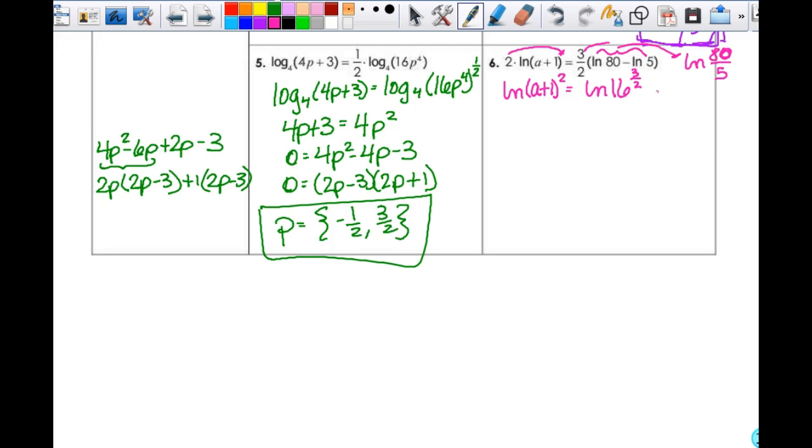When I do that, I'll just go ahead and rewrite this again. A plus 1 squared equals 16 to the 3/2 power. The 1/2 part of that, what's 16 to the 1/2 power? 4. And then that means I have 4 to the 3rd power, and that would be what? 64. Okay? Everybody with me on that? Did I lose you on that thought process?